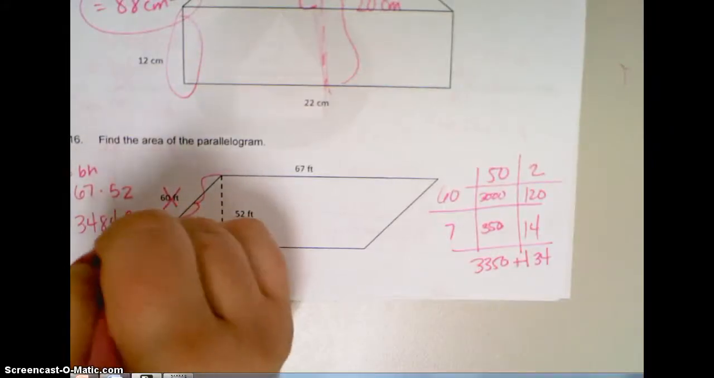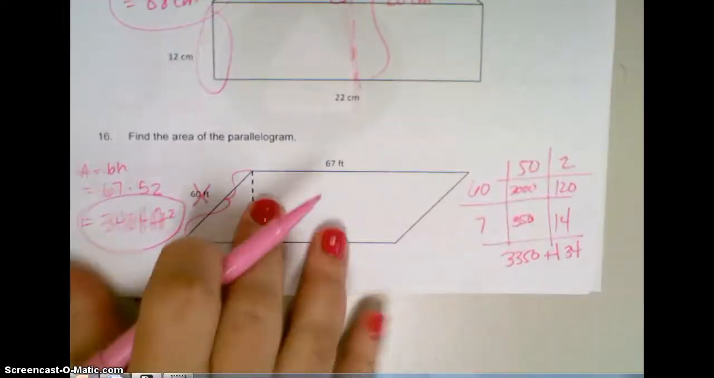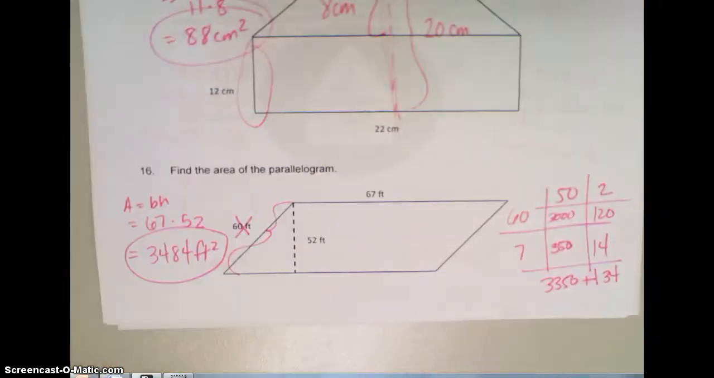3,484 feet squared. Okay? Make sure that you're labeling. Oh, Kirthi. You're going to get the same answer. Partial products is just an easier way to multiply.